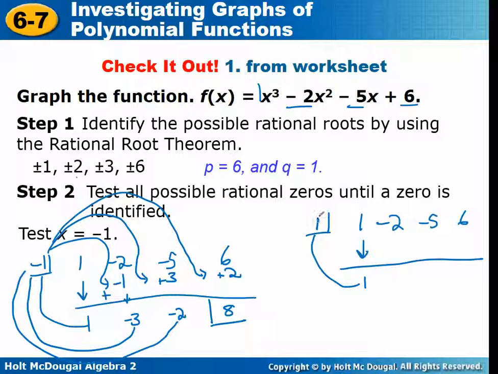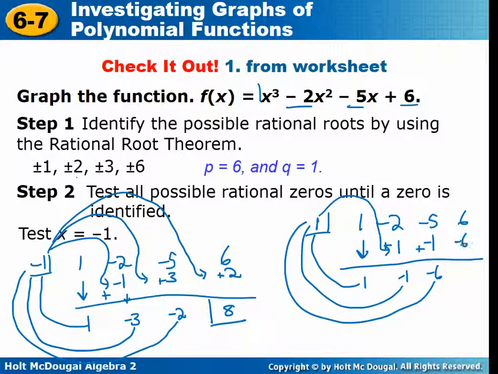And then you start multiplying. 1 times 1 is 1, which goes here. And then you add these. -2 plus 1 is -1. Then we multiply. -1 times 1 is -1. And then we add these together. -5 plus -1 is -6. And then we multiply. -6 times 1 is -6. 6 plus -6 is 0. That means that 1 is a root.